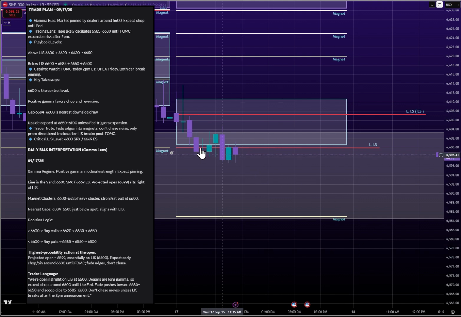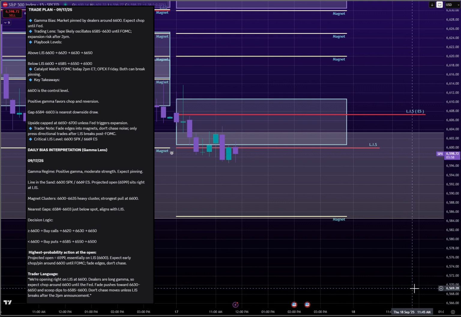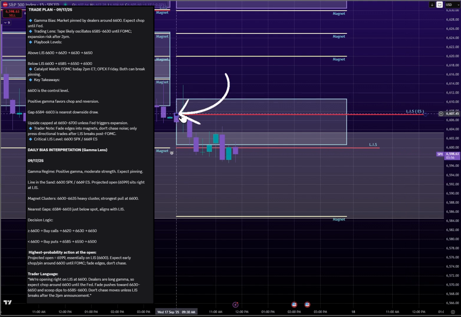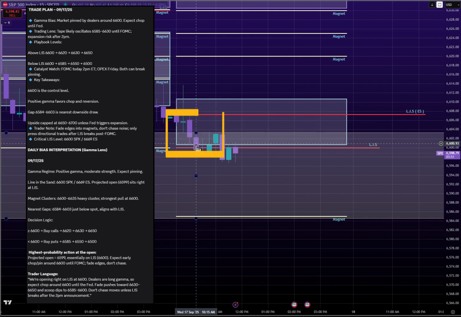We had a projected open of 6,599, essentially right on the LIS at 6,600. That told us to expect early chop and reversion around 6,600, not a trend day out of the gate. Because the market opened slightly above, 7 points over, we knew the play was simple. Fade the open back to the LIS and wait. The decision logic breaks it down step by step.